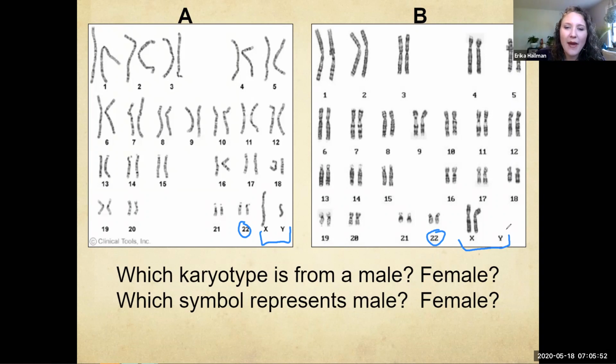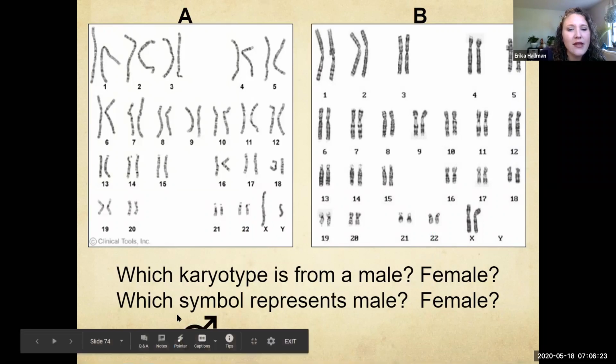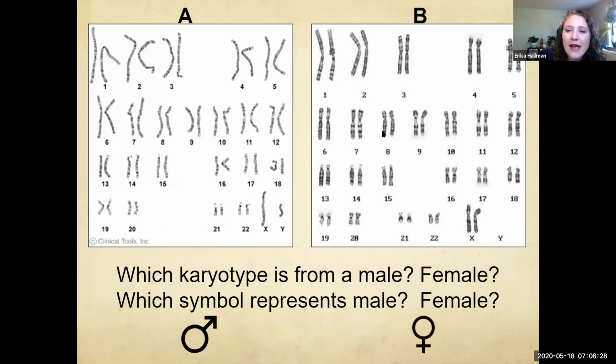So karyotypes from a male versus karyotypes from a female. When we're looking at this karyotype, we have an X and a Y. Very, very different length chromosomes. So this one's kind of itty bitty, this one's kind of long. The Y chromosome is going to be very, very short. In this one, we can see 2 identical X chromosomes. So the answer to this is that the one on the left is going to be our male karyotype, meaning that it is going to have an X and a Y. This is the symbol that represents male. And the karyotype on this side, XX, is going to be female.